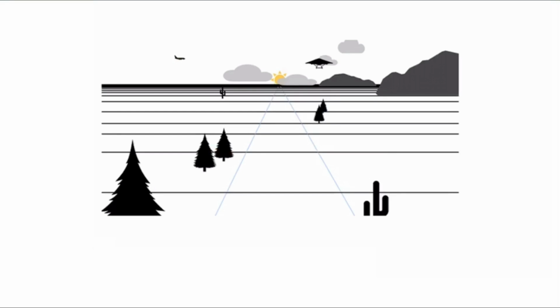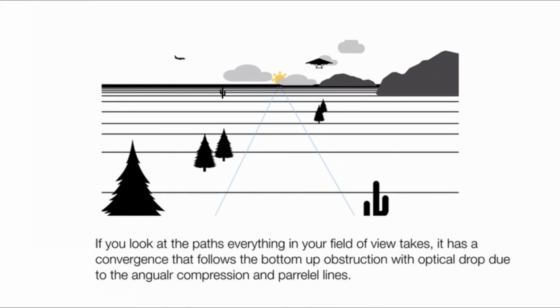Here again, it's more just perspective, trying to show you that if you look at the paths everything in your field of view takes, it has a convergence that follows the bottom of obstruction, with optical drop due to the angular compression and the barrel lines.